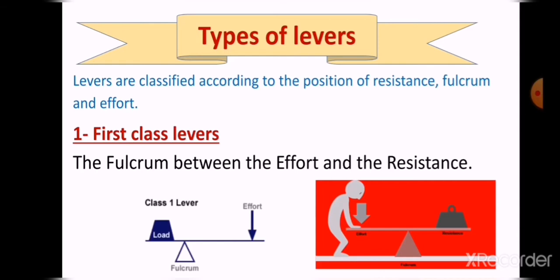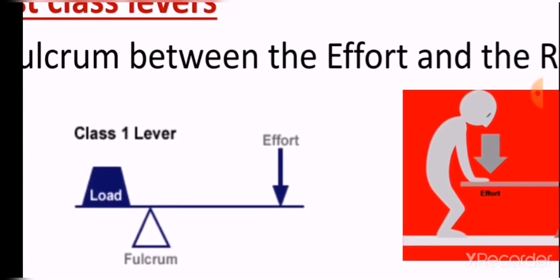What is the meaning of first class lever? First class levers are the most popular type of levers in our daily life. What is the meaning of first class lever? First class lever means they are levers that have the fulcrum between the effort force and the resistance force. Like this. This is first class lever.